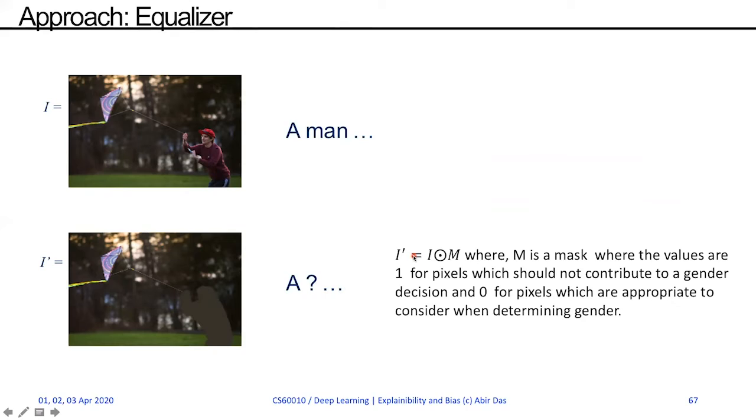So how is it masked out? I prime is generated by element-wise multiplication, technically called the Hadamard product, of the original image with a mask M, where the values are 1 for pixels which should not contribute to a gender decision, and 0 for pixels which are appropriate to consider when determining gender. So if you are multiplying with this mask, all these are 0 here. Basically you are not giving any information from whatever is under this mask. You are occluding this part of the image, and the mask has 0 for all the portion of the image where there is gender evidence, and 1 for everything else. So you are passing everything under mask value 1, and you are passing nothing where the mask value is 0.